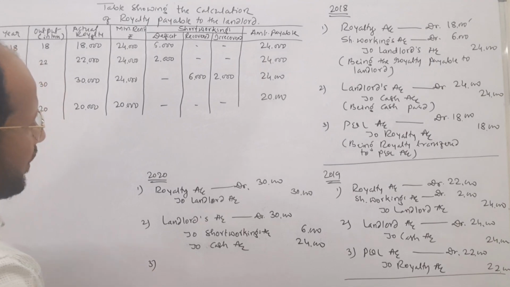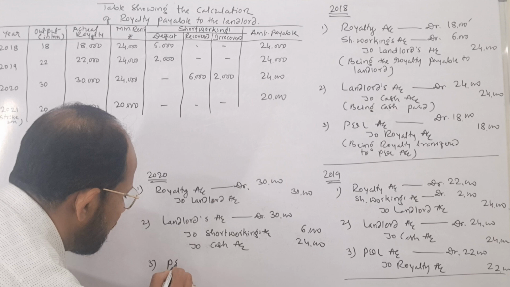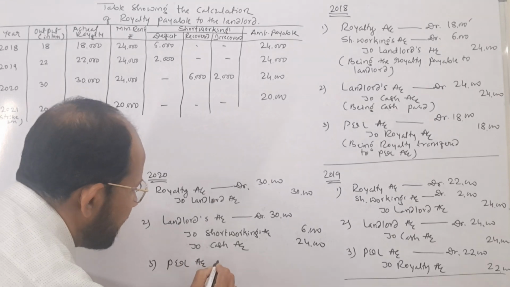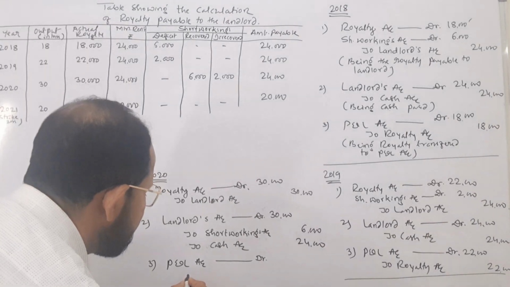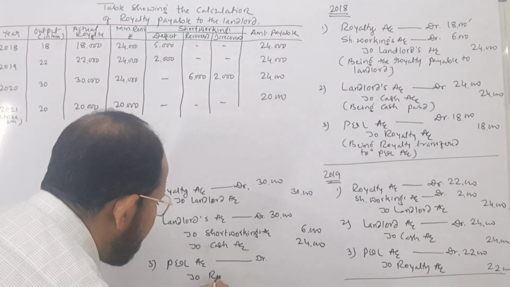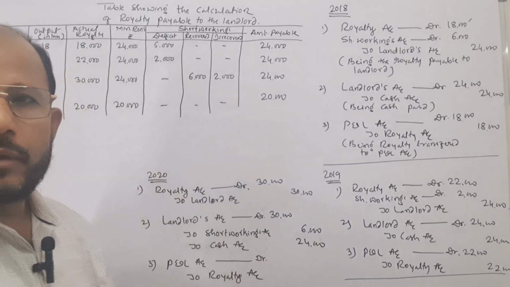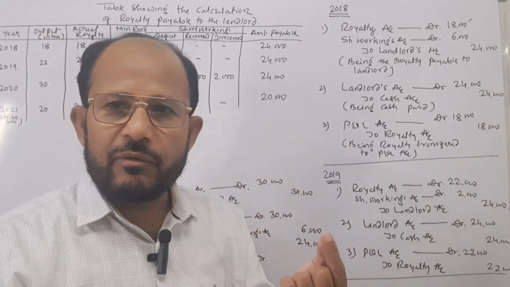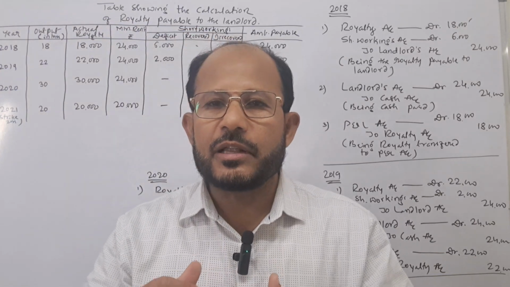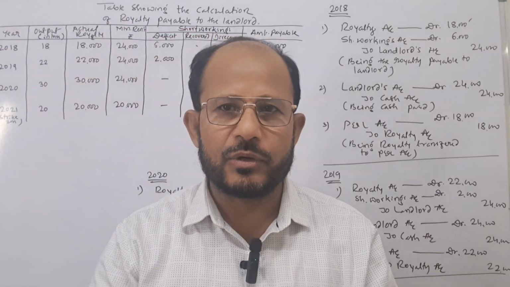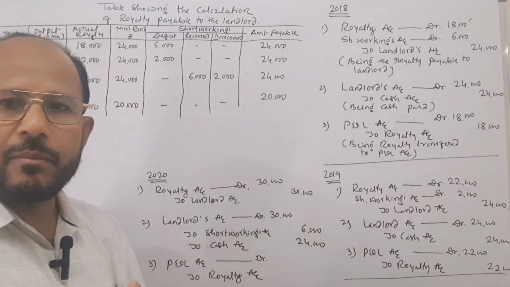Next one, the third one, is as usual: whatever the royalty is there, that royalty amount we have to transfer to profit and loss account. Profit and loss account is to be debited, to royalty account. And you remember, if the irrecovered short working is there in this year, that irrecovered short working is also transferred to profit and loss account. That is why either you can pass two journal entries or you can also pass one combined journal entry.